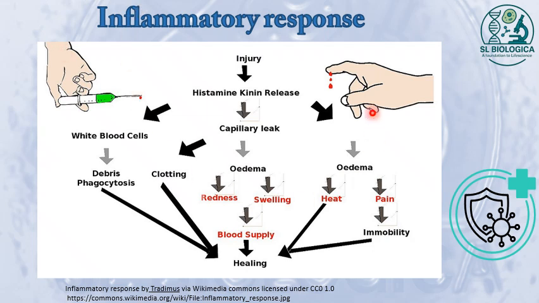So this is again a pictorial representation. We have an injury happening here, histamine or kinin release, which help to recruit the white blood cells, debris, and phagocytes deposition leads to healing. Then capillary leak is the edema, the 4 cardinal signs: redness, swelling, heat, and pain. Blood supply is increased, that also leads to the healing process. So just all those things we discussed in the previous thing, but just a pictorial representation for your easy understanding.